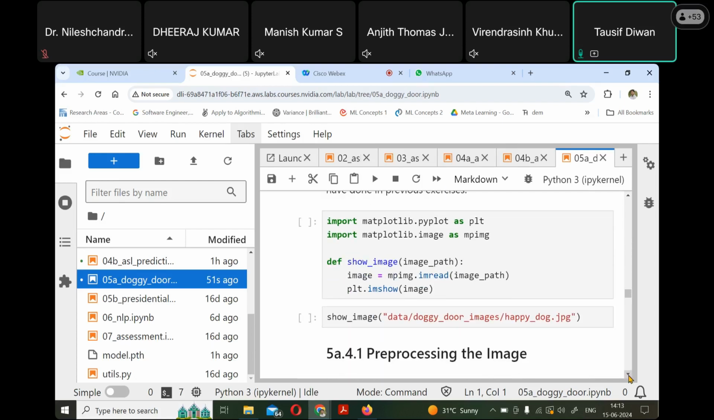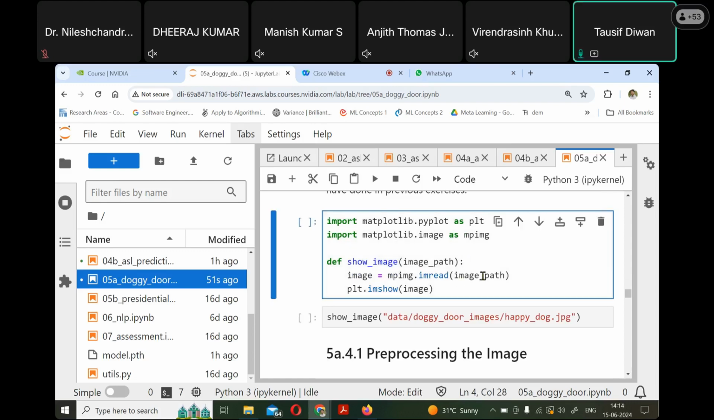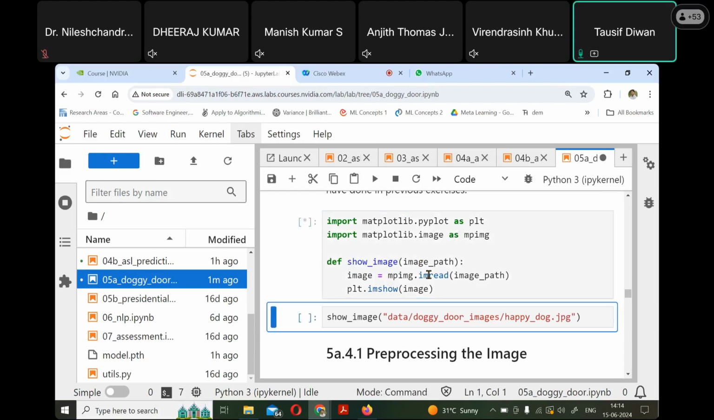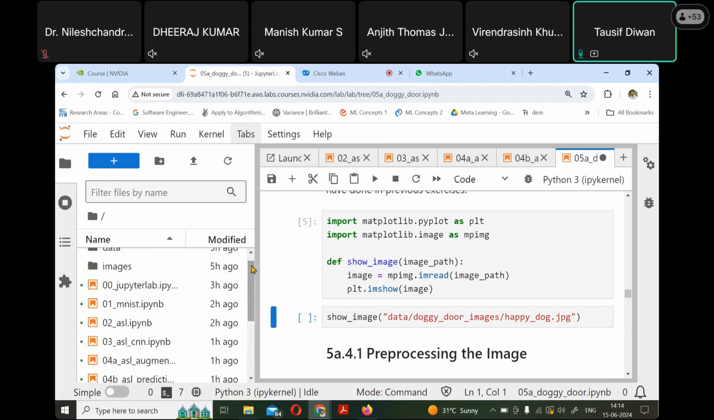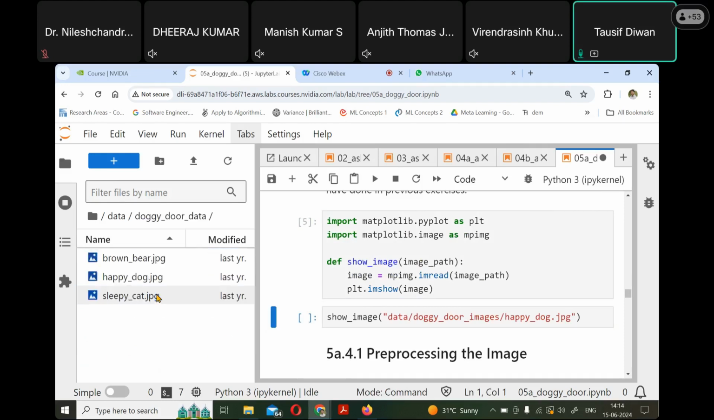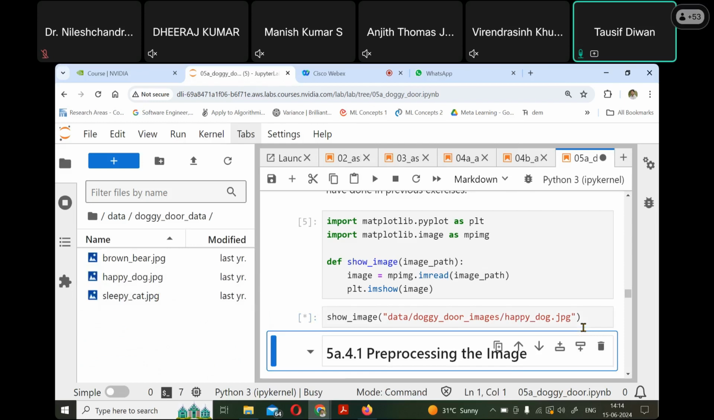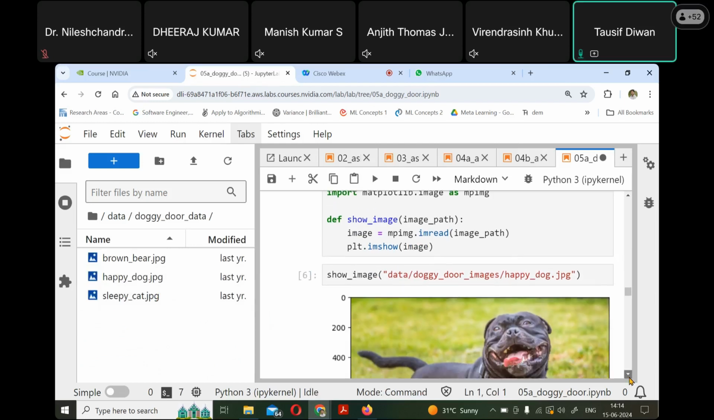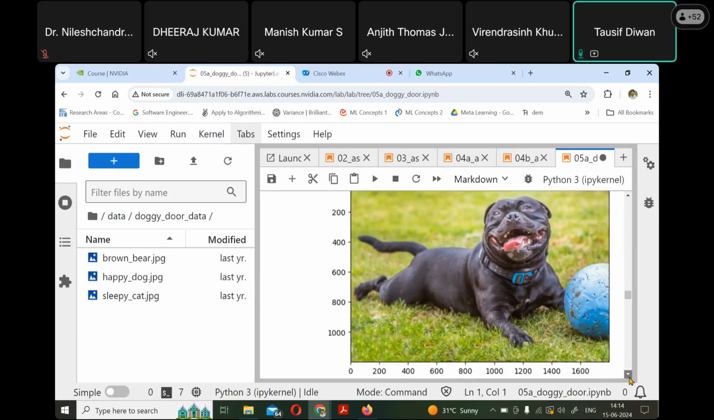First of all, we need to write this function. It is just a simple function which shows the image. Here we can call this method show image. So here we can see some of the data in which these doggy images are there. Okay, so 3 images are there. Just call this method. Okay, so this is my image.